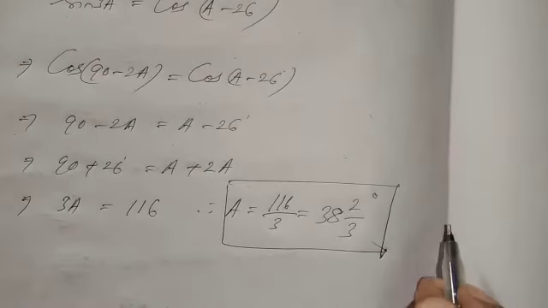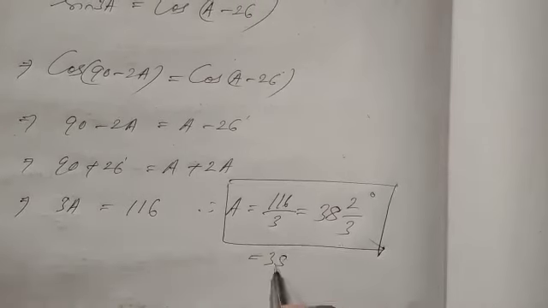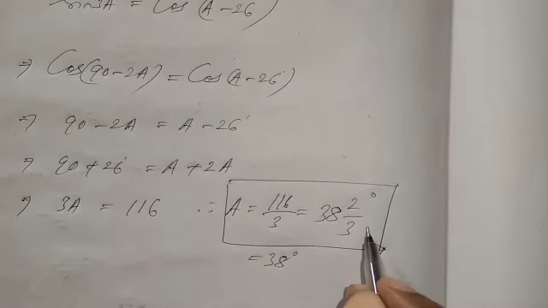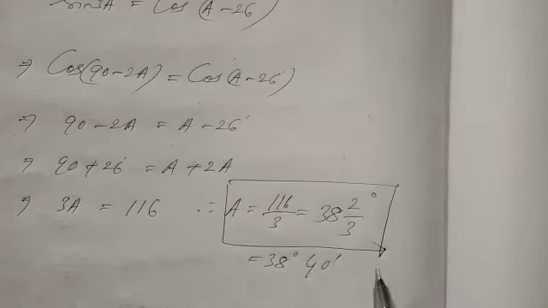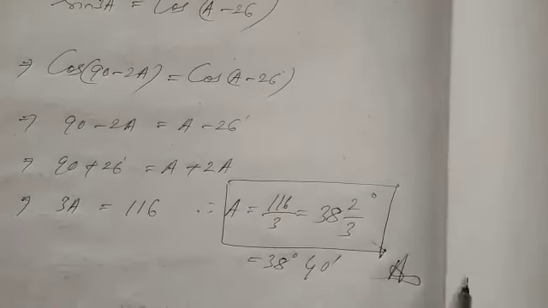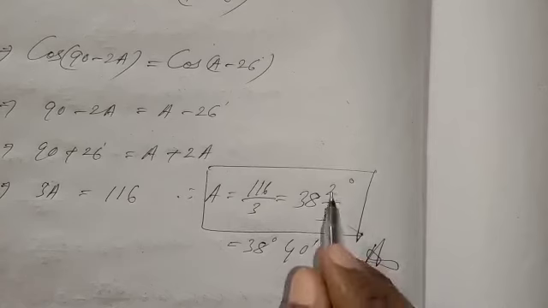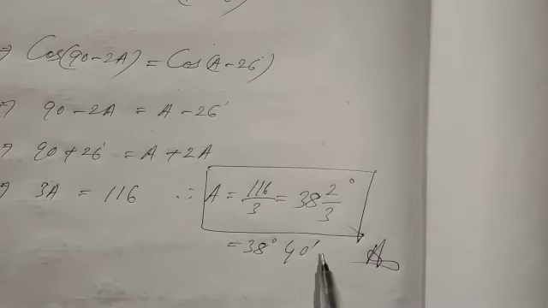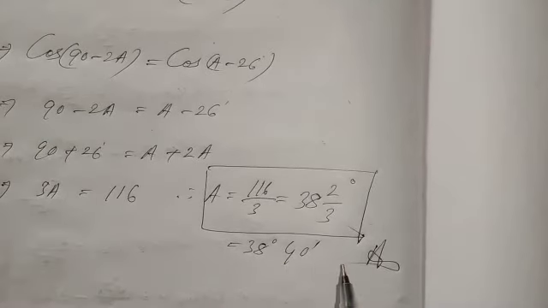Okay, you can convert degree to minutes also. Then this will be 38 degree, and 2 by 3 into 60, that is 40 minutes. So 38 degree 40 minutes, because 2 by 3 into 60, 2 into 20, is 40 minutes. You have to convert 1 degree equal to 60 minutes. Number 13 is completed.